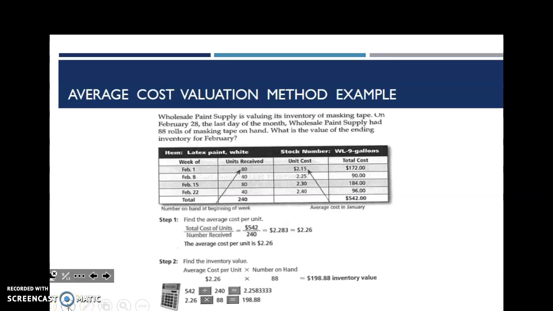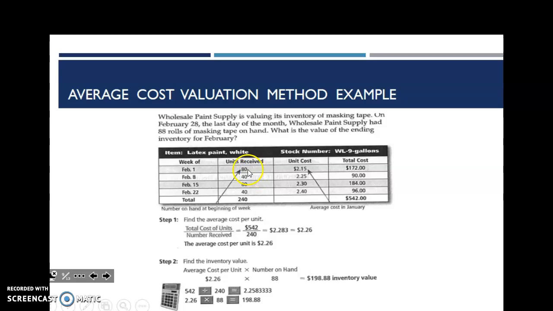For example, Wholesale Paint Supply is valuing its inventory of masking tape. On February 28th, the last day of the month, Wholesale Paint Supply had 88 rolls of masking tape on hand. What is the value of the ending inventory for February? Well, let's look at it based on an average cost valuation method. The first thing you do is find the average cost per unit, for which you total the number of units that you have received for the month, and it was 240 units received.